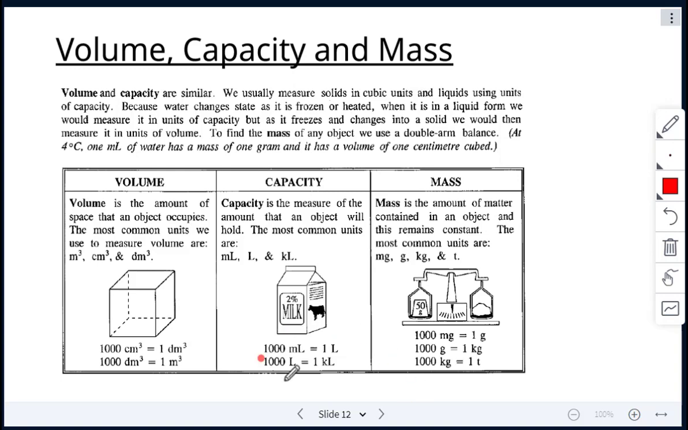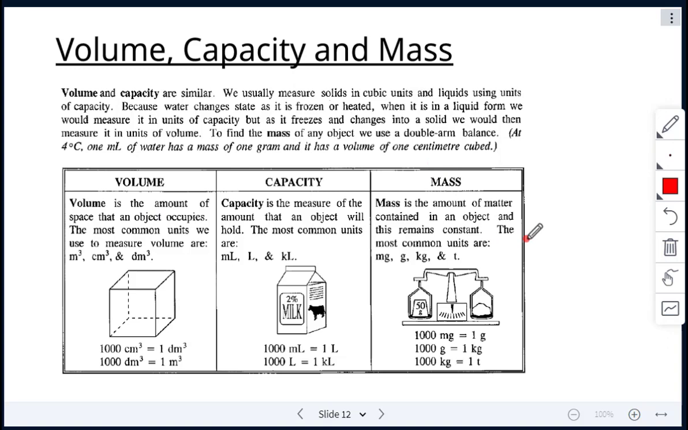All right, we do have some conversions given here at the bottom. 1,000 milliliters is equal to 1 liter. 1,000 liters is equal to 1 kiloliter. So an example is water changes state as it's frozen or heated. When it's in liquid form, we would measure it in units of capacity. But when it freezes and changes into a solid, then we would use the units of volume, which are the cubic units. All right, for mass, you're just using a balance to measure the amount of mass.